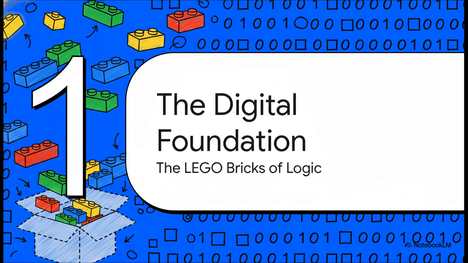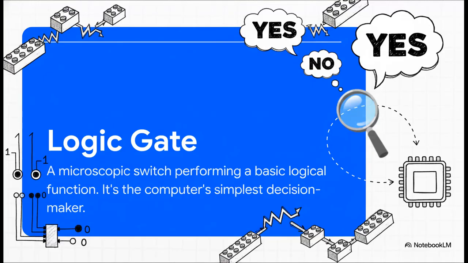Okay, first things first. We have to start at the very bottom with the digital foundation. I want you to think of this as having a giant, infinite box of Lego bricks. These are the simplest, most fundamental pieces we're going to use to construct everything else. And this right here is our most basic Lego brick. It's called a logic gate, and all it really is, is a microscopic switch. It makes one super simple decision. Is the power on? That's a 1. Or is the power off? That's a 0. That is it. Every single complex thing your computer does, from playing a game to sending an email, is built from billions of these simple yes or no choices.